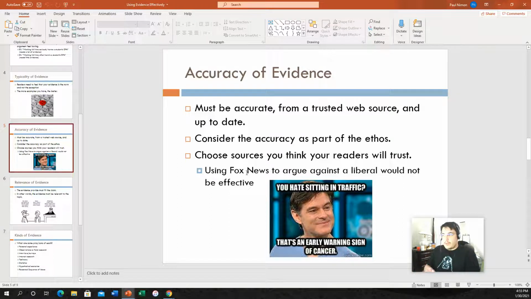So if I'm arguing with somebody on the left, I want to use sources that I know are accurate, but also that my opponent will trust. It's the same thing if I'm arguing with somebody on the right. I'm going to use sources that I know they will trust, but also are accurate to the best of my knowledge.